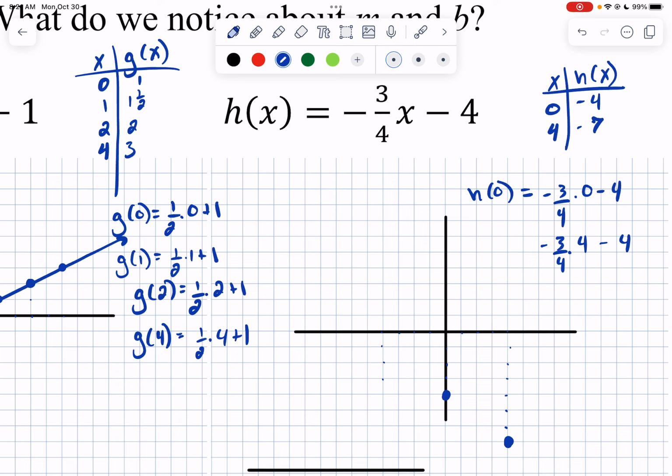All right, so I'm thinking I'm going to get way bigger, so I'm going to go negative 4. Sorry, this was h of 4 notation. h of negative 4. Negative 3/4 times negative 4 minus 4. Negative 3 times negative 4 is 12, divided by 4 is 3. 3 minus 4 is negative 1. So negative 4, negative 1. Oh, yay, they're all in a line, so I can go ahead and connect the dots.